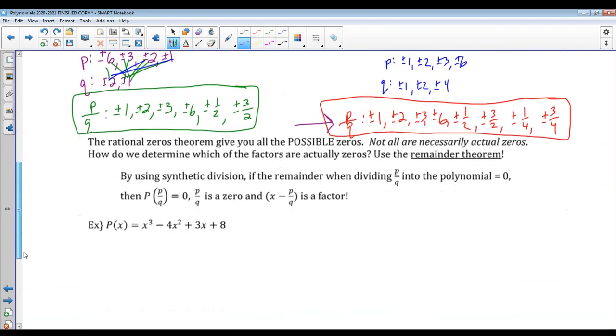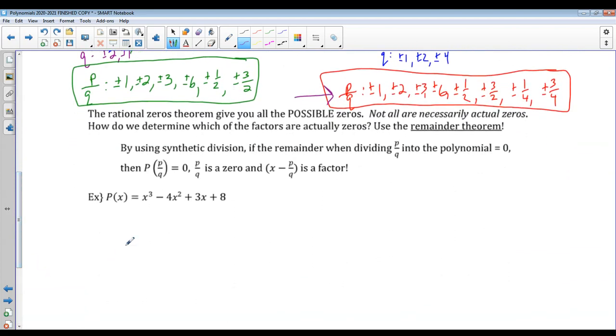The rational zeros theorem gives you all the possible zeros. Not all of them are necessarily actual zeros. So how do we determine which of the factors are actually zeros? We use the remainder theorem. So we use this synthetic division process that we've been looking at earlier. I wrote it below.